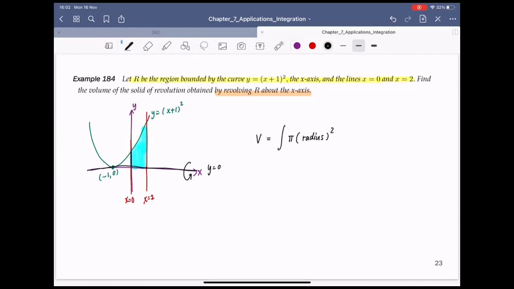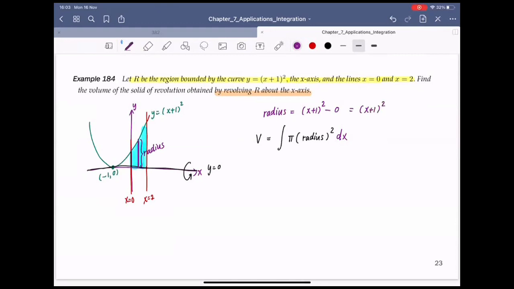So in this question, we need x. Why do we need x? Because this is how we cut. We cut perpendicular to the x-axis, right? And we're going to use this as our radius. When you do the rotation and cut, every time you get a circle. So our radius is going to be (x plus 1) squared minus 0, which is just (x plus 1) squared.